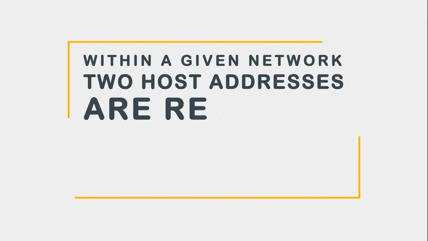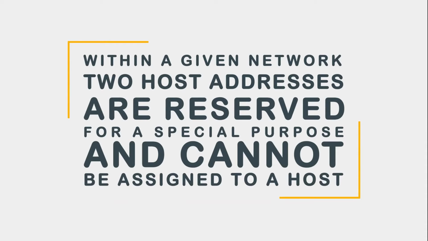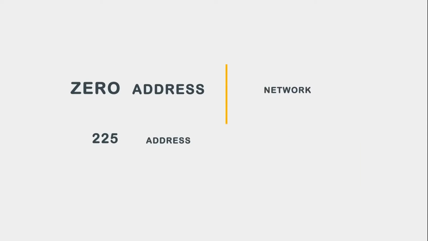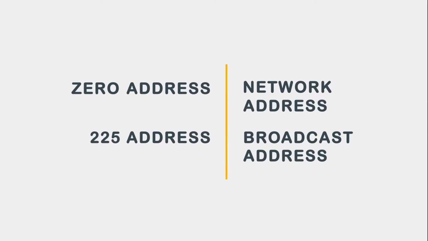Within a given network, two host addresses are reserved for a special purpose and cannot be assigned to a host. The 0 address is assigned to a network address, and the 255 is assigned to a broadcast address.